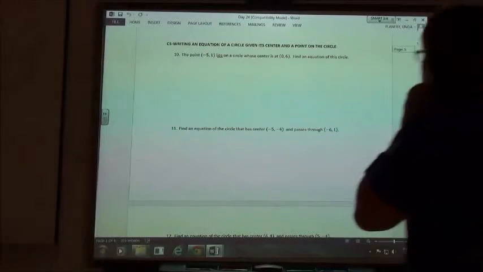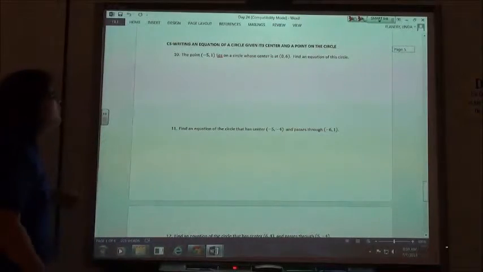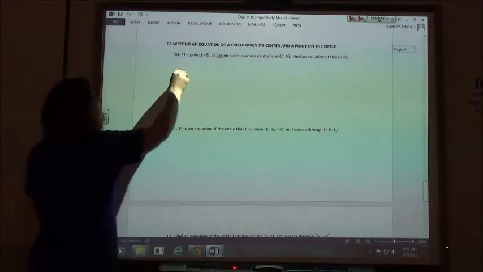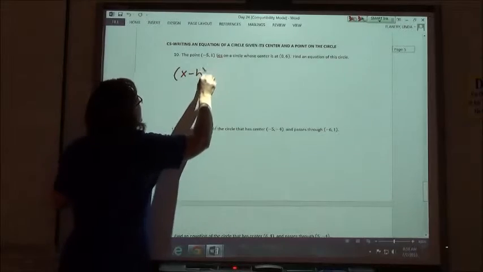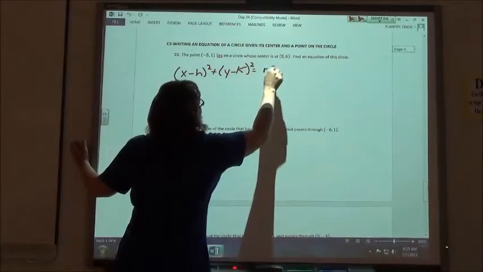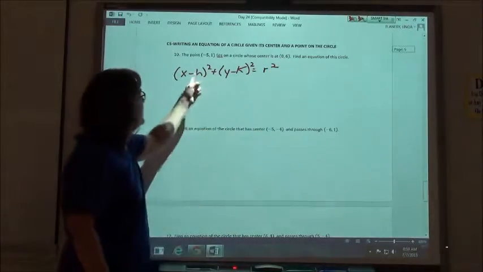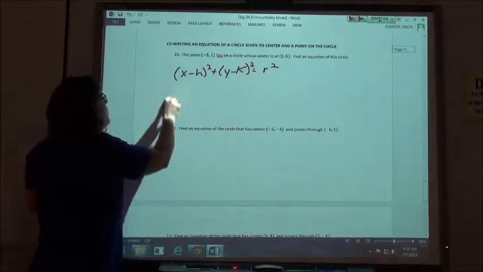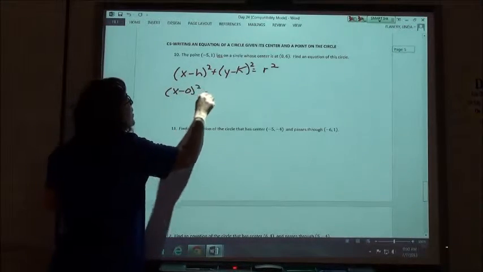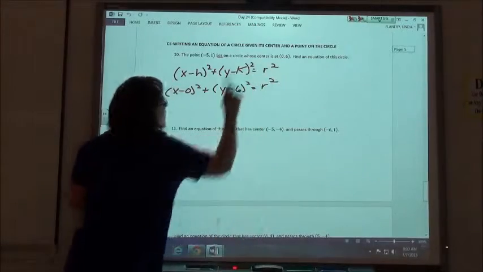Problems 10, 11, 12: writing an equation of a circle given the center and a point on the circle. If we go back to the standard form of our equation, we have x minus h squared plus y minus k squared equals our radius squared. If I know what my center is, I can plug those in for h and k. So I would have x minus 0 squared plus y minus 6 squared equals my radius squared.